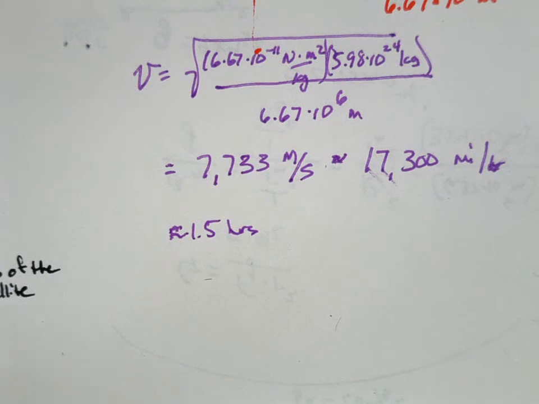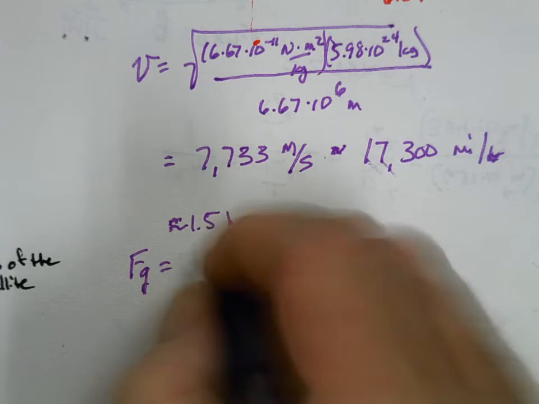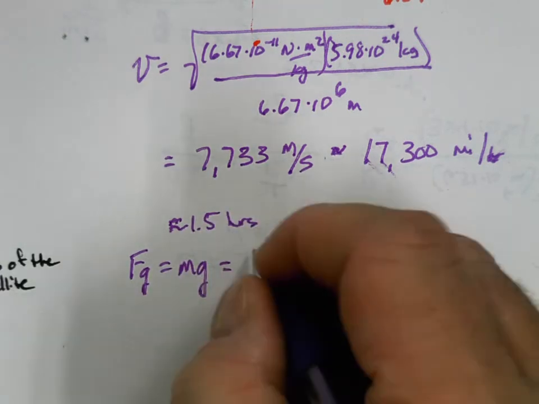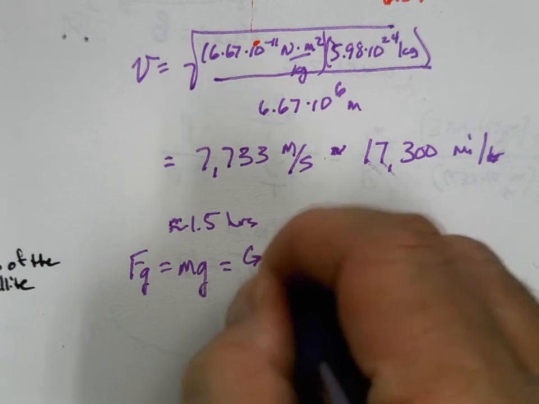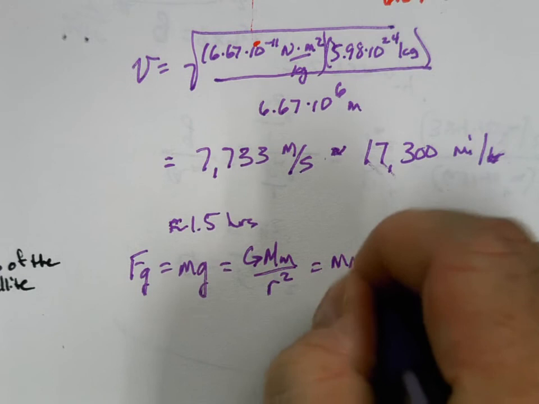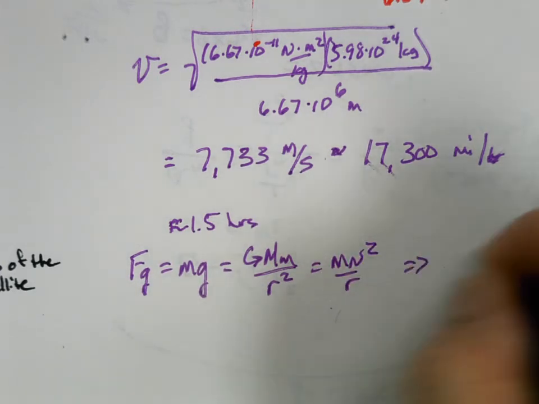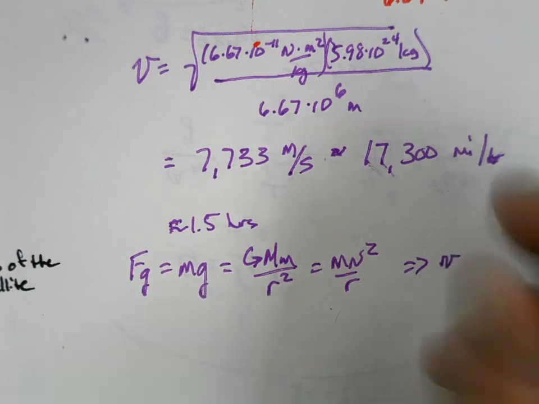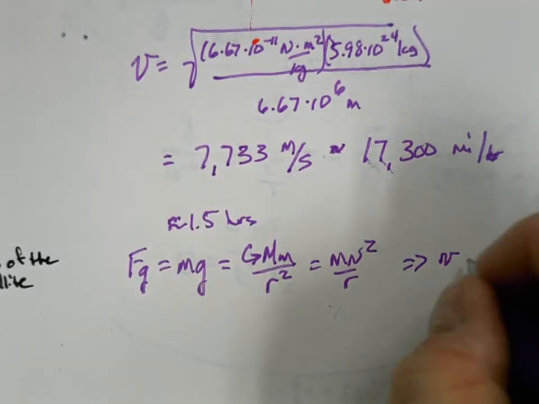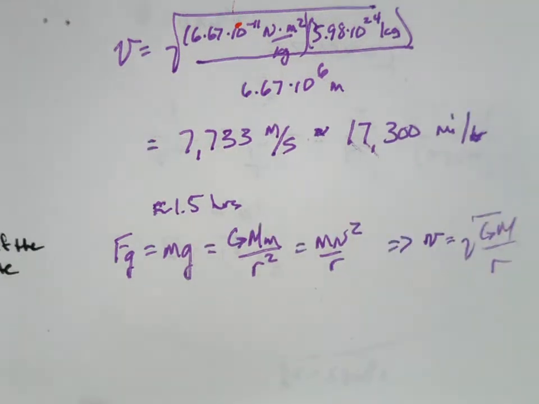All right, so real quick review. The force of gravity equals mg, but as far as we're concerned with planetary gravity, we have GMm over r squared equals mv squared over r, and from this we get that our velocity equals the square root of GM over r, and that's our orbital velocity.